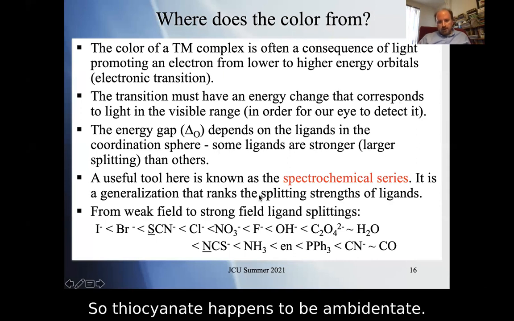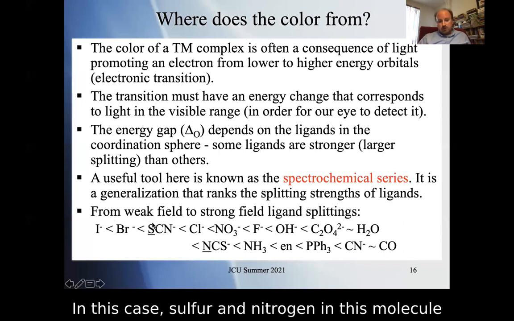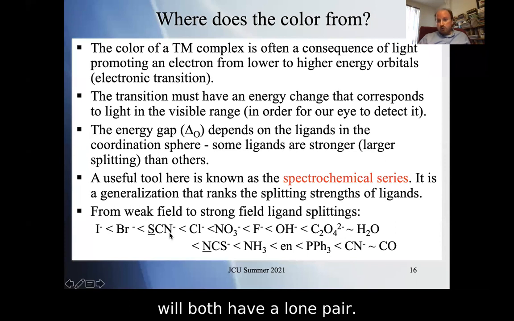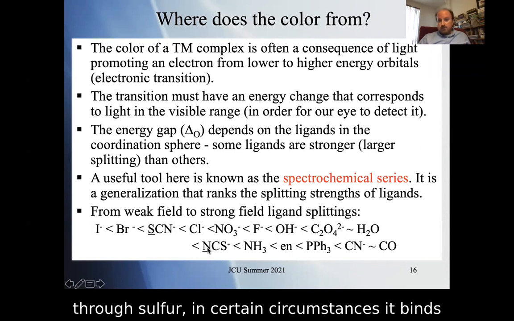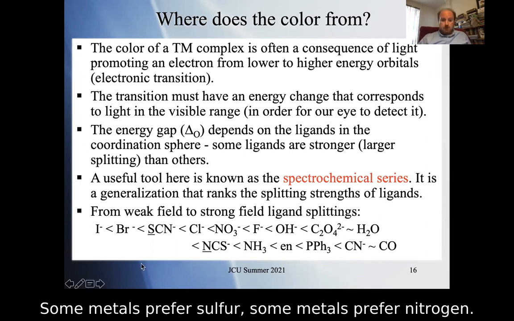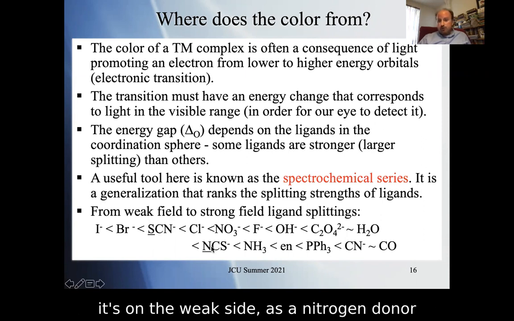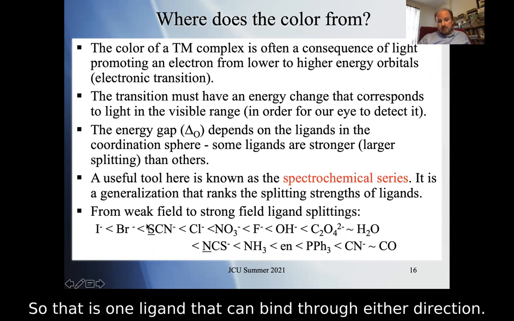Yeah, there's a question. So thiocyanate happens to be ambidentate, right? In this molecule, sulfur and nitrogen both have a lone pair, and in certain circumstances, it binds through sulfur. In certain circumstances, it binds through nitrogen. Now, which situation it prefers, it all depends on the metal. Some metals prefer sulfur, some metals prefer nitrogen. And again, you can see here, as a sulfur donor, it's on the weak side. As a nitrogen donor, it's sort of in the middle. So that is one ligand that can bind through either atom.